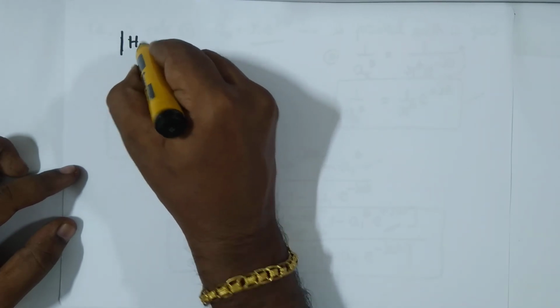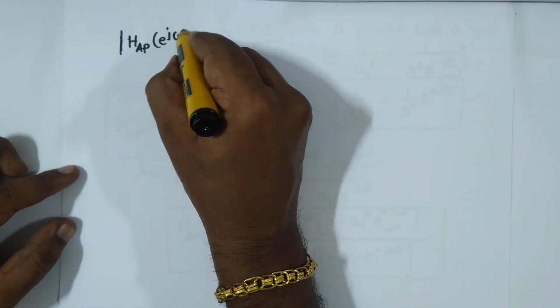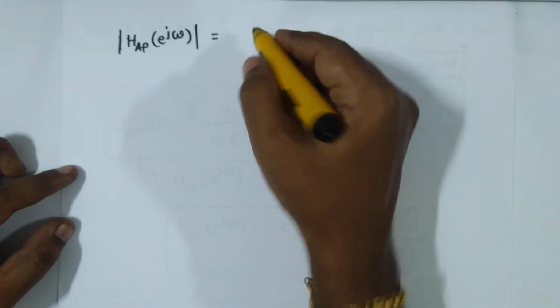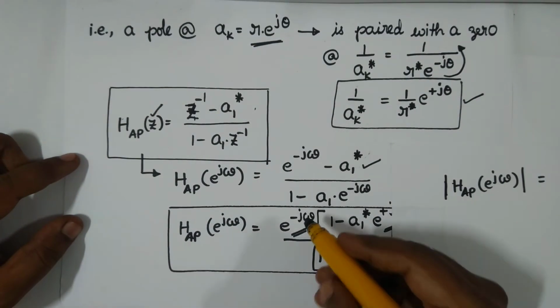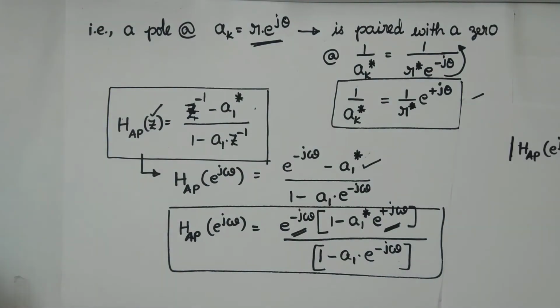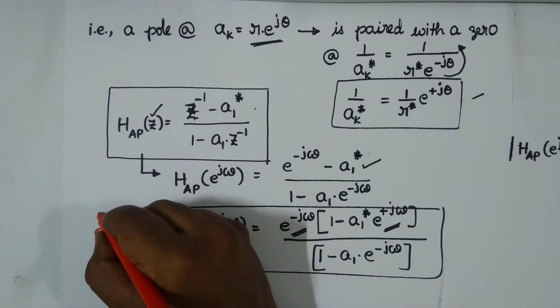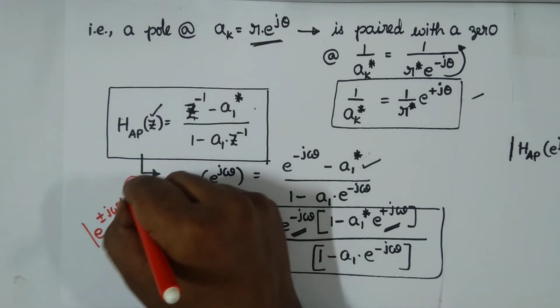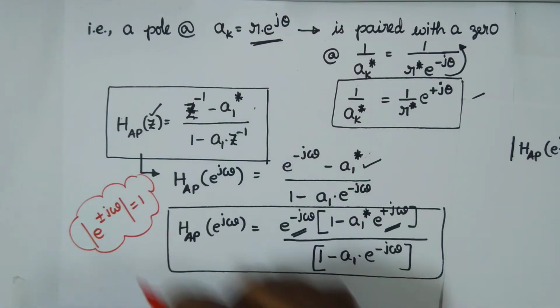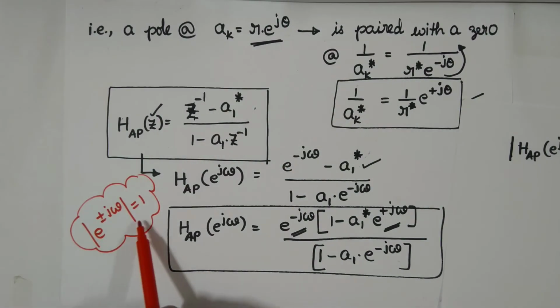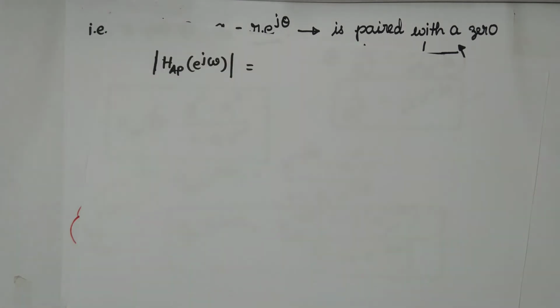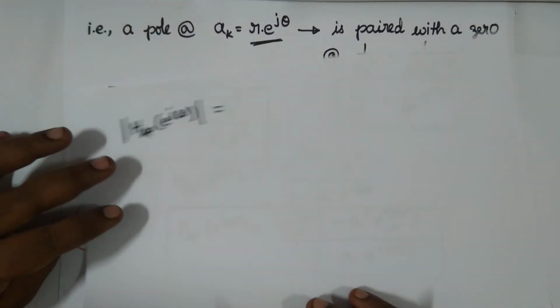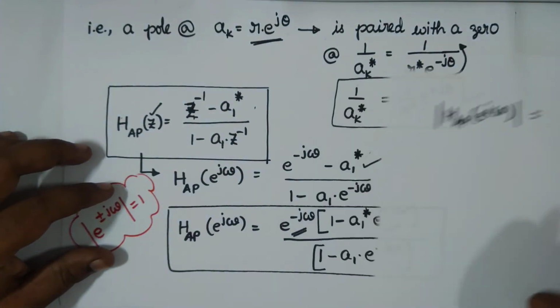Magnitude of H of e power j omega on the left hand side. Now what is the magnitude of e power j omega or e power minus j omega? That means e power plus or minus j omega magnitude is always equal to 1. Yes or not? So just use it here on the right hand side. I'm taking its magnitude, that becomes 1. If it is 1, what do we have remaining?